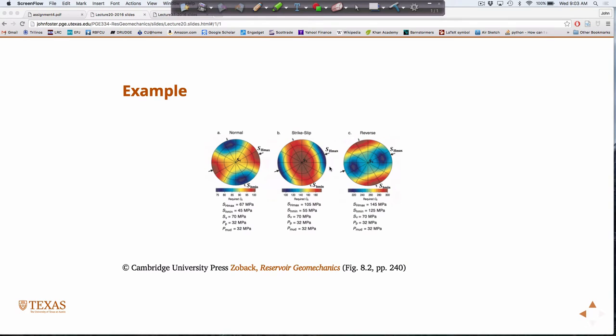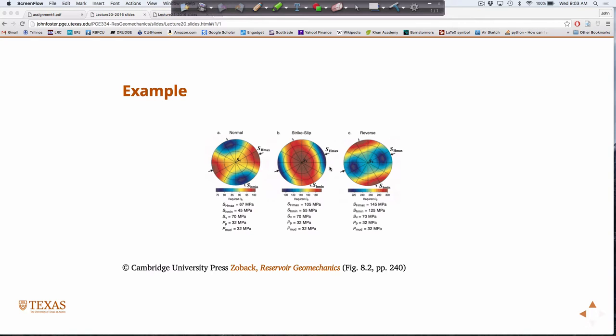So at the end of class last time, I was working over a MATLAB example to reproduce these types of plots, and we ran to the end of class and didn't quite get a chance to finish it. So again, these are plots on that lower hemisphere projection.